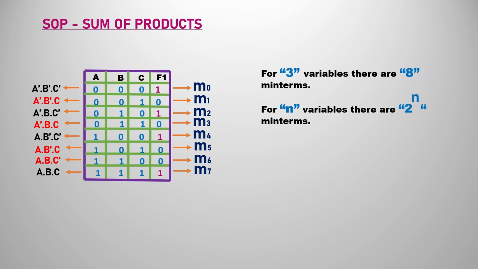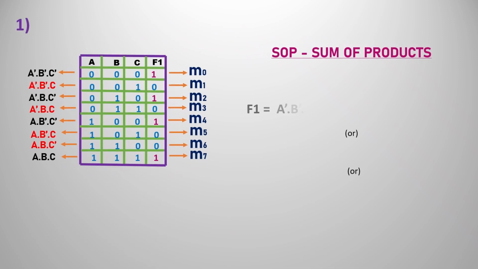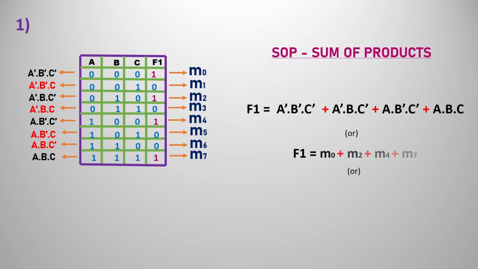For this case, we have 3 variables, A, B, C. As we have 3 variables, that is 2 power 3, we have 8 Minterms. For n variables, that is if you have a b c d and so on, we are going to have 2 power n Minterms. I hope you understood what is meant by minterm.